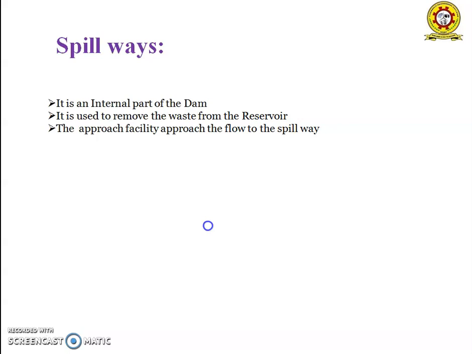There are three components in that. The first one is the approach, which admits the flow to the spillway. The discharge conduit conveys the flow from the approach facility to the outlet structure. The outlet structure dissipates the excessive energy of the flow from the discharge conduit, conveying tranquil flow to the downstream.